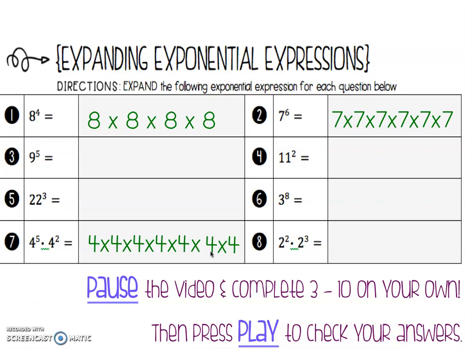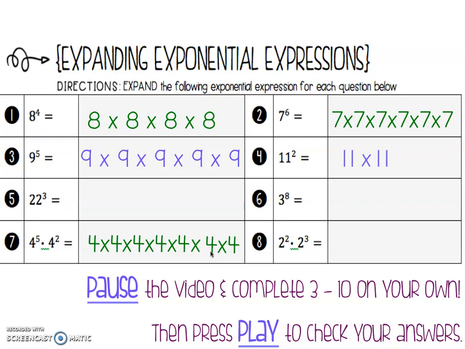All right, so let's go ahead and check these. Let's go up to number 3. It's 9 to the 5th. You should have 9 times 9 times 9 times 9 times 9. You should have 5 of them there. Number 4, 11 squared. We were going to expand it out. It'd be 11 times 11.